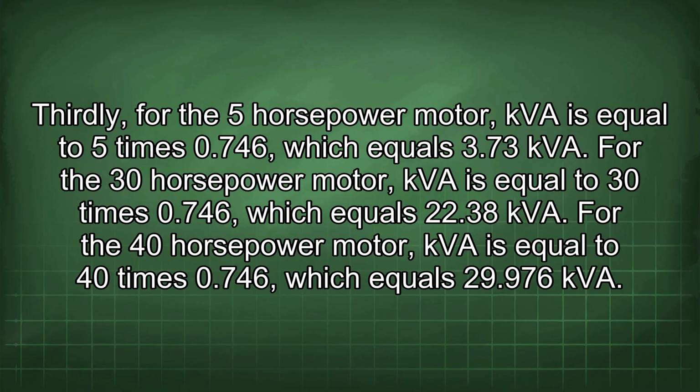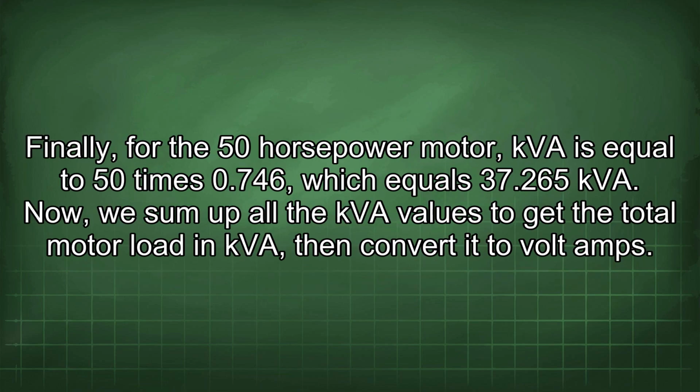For the 30 horsepower motor, kVA is equal to 30 times 0.746, which equals 22.38 kVA. For the 40 horsepower motor, kVA is equal to 40 times 0.746, which equals 29.976 kVA. Finally, for the 50 horsepower motor, kVA is equal to 50 times 0.746, which equals 37.265 kVA.